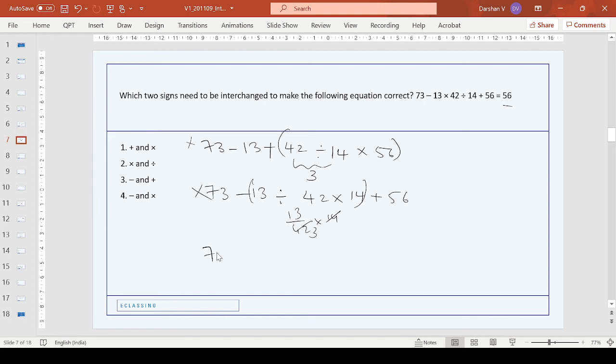Now let's look at the next one. 73 minus has to be changed to plus 13. You can see that this type of question takes a lot of time, which is why I put this for the last. Plus 14, plus has to be changed to minus 56. Let's solve this. 42 by 14, since division has to be solved first, will be 3, and 13 into 3 will be 39. So this will become 73 plus 39 minus 56. 73 plus 39 is 112, minus 56, which is our answer, 56. So the third option is the right one.